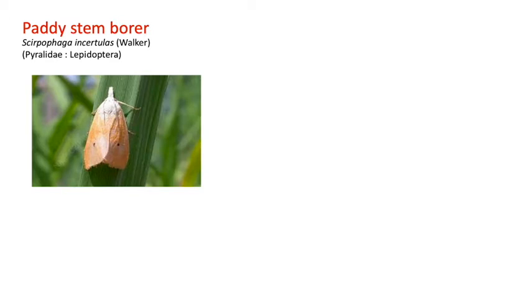There are several insects that feed on rice, but stem borers are considered the most important rice pests. In particular, Scirpophaga incertulus and Scirpophaga innotata. These two are most important. Stem borers usually comprise more than 90% of the borer population in rice.